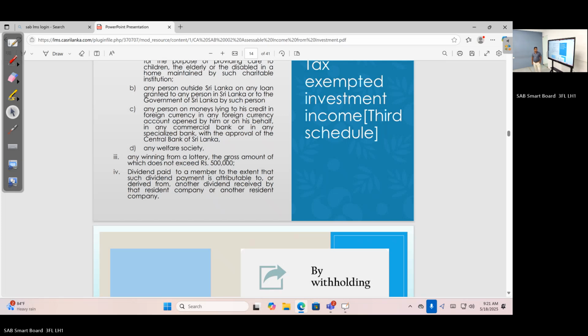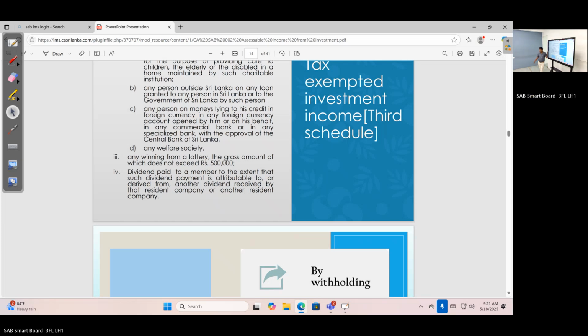Taxation. So dividend paid to a member, to the extent that such dividend payment is attributable to or derived from another dividend received by that resident company or another resident company. So we call this pass-through dividend. If the resident company distributes dividend, the recipient gets it as dividend, so the tax liability is with the recipient. He is liable for tax.